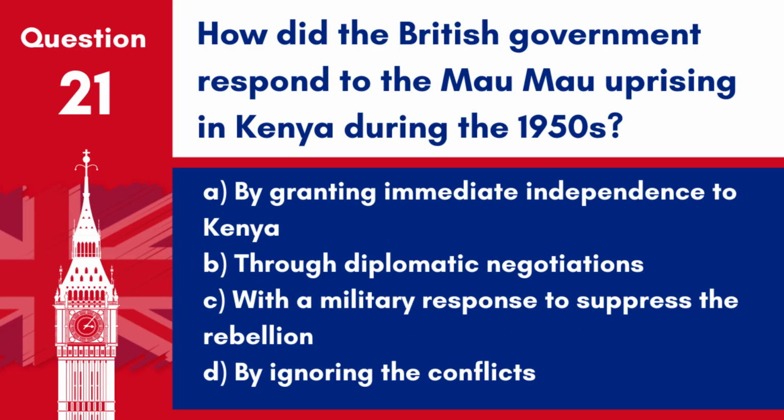Question 21. How did the British government respond to the Mau Mau uprising in Kenya during the 1950s? A. By granting immediate independence to Kenya. B. Through diplomatic negotiations. C. With a military response to suppress the rebellion. D. By ignoring the conflicts.